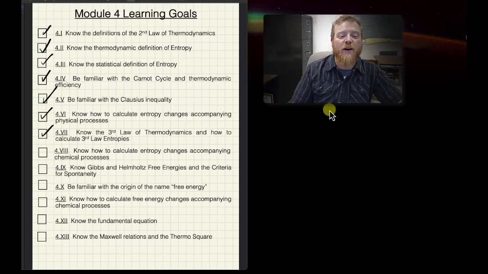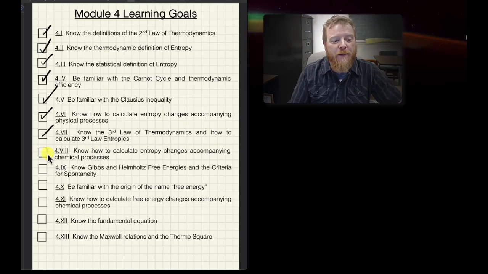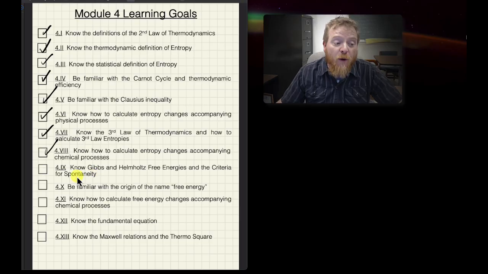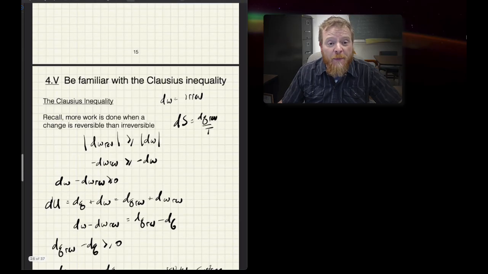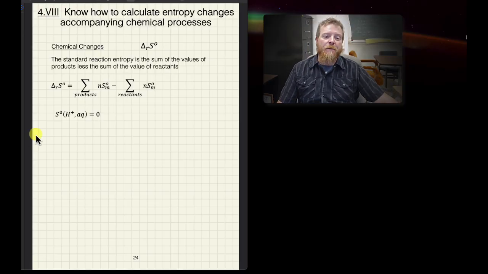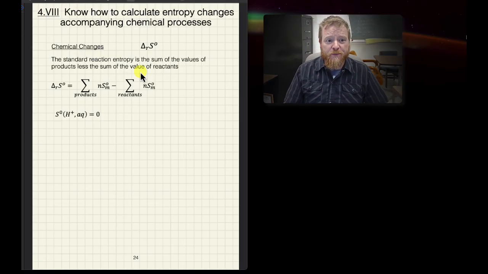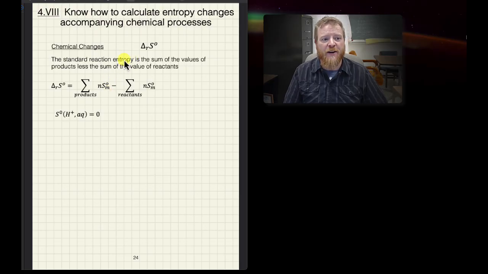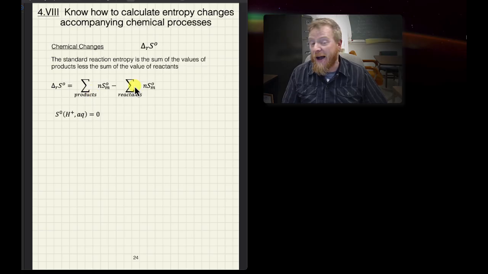Okay, hey folks, very quick video on calculating entropy changes accompanying chemical processes. This will be very similar to how we do this to calculate enthalpy amongst chemical changes. So you can see we've got our standard reaction entropy, and that's given as the sum of the entropy of the products minus the sum of the entropy of the reactants.